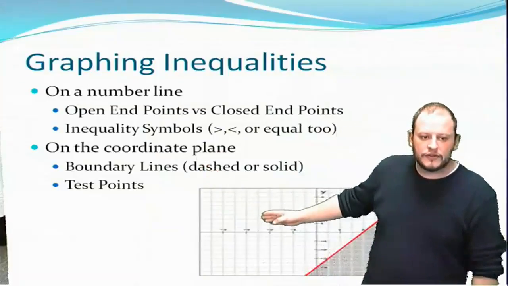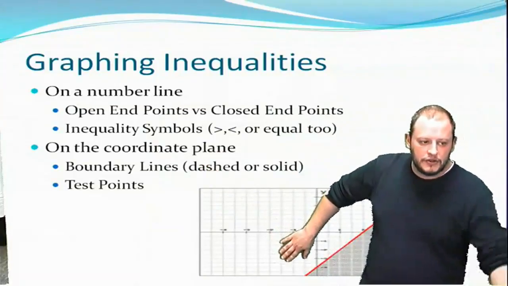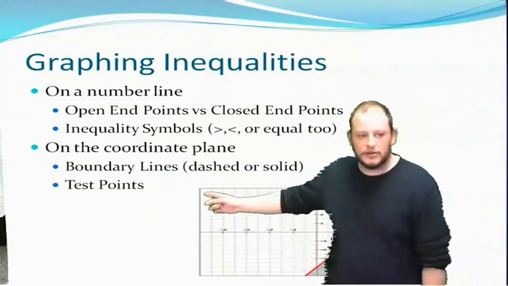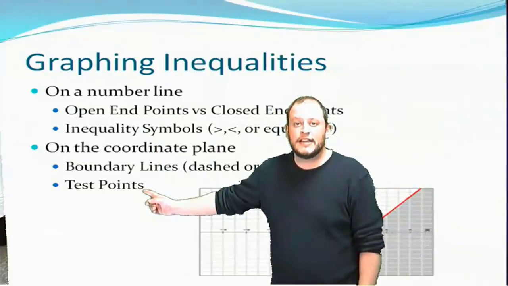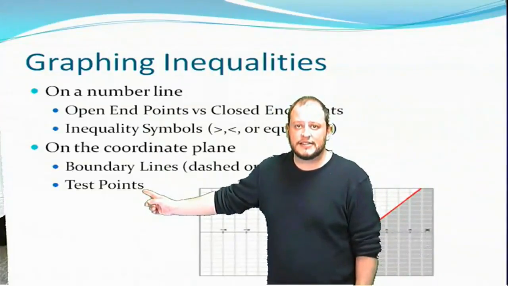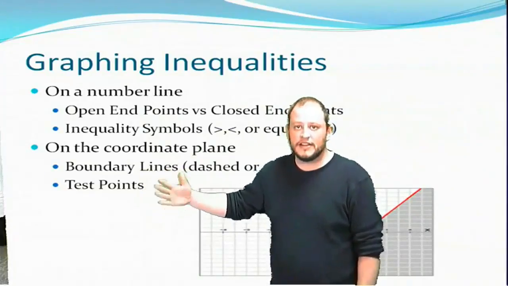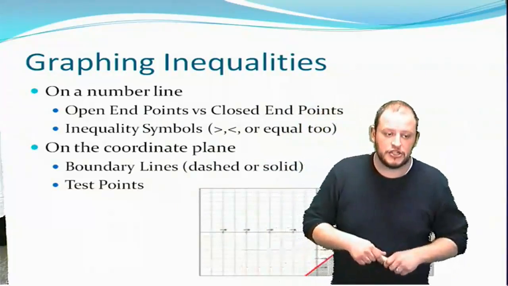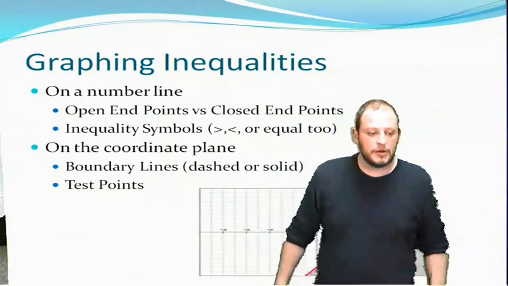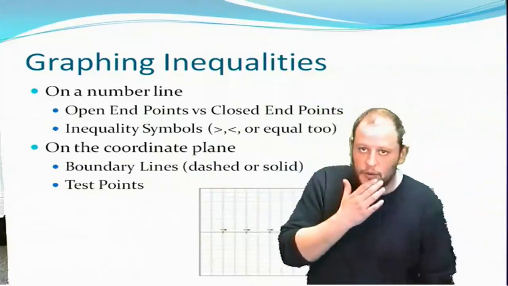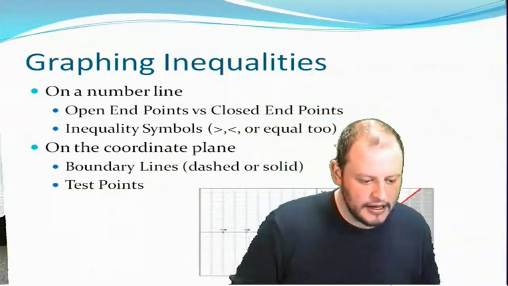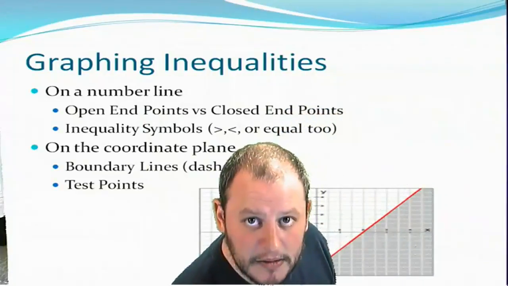And then, of course, in the two-dimensional part, we need to do test points. So test points are what's going to help us solve what side of the line that we just drew is going to be shaded, and which part of that's true and which part of it's not. So if you have questions, please let me know. I will happily answer them when I can.